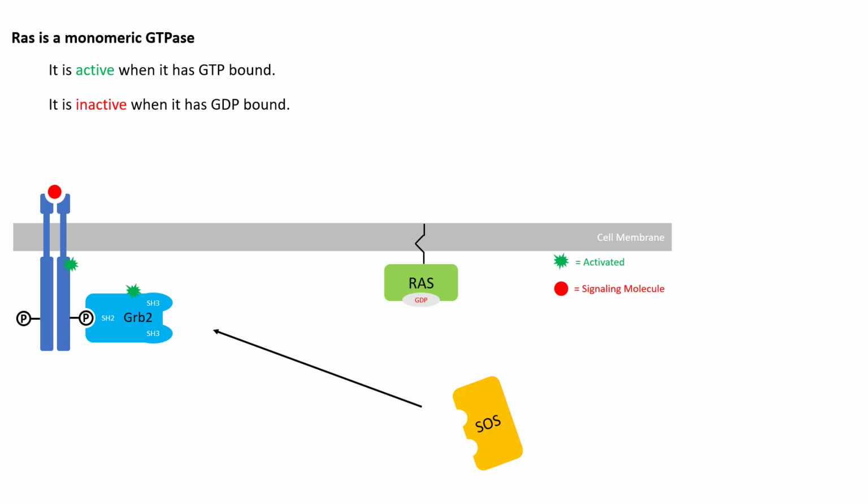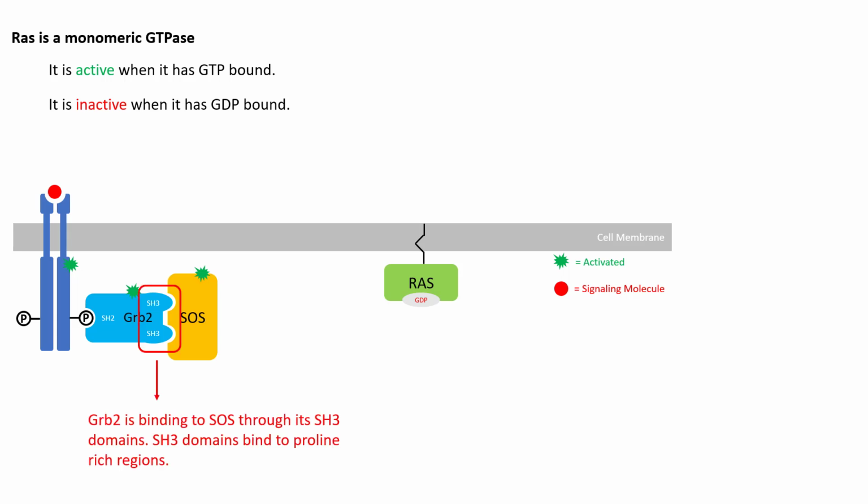SOS will then bind to GRB2. Just notice that SOS is a cytosolic protein that will get localized to the cell membrane the same way GRB2, a cytosolic protein, was localized to the cell membrane. This leads to the activation of SOS. SOS is simply activated the same as GRB2 because of its localization to its target, which is RAS. GRB2 is binding to SOS through its SH3 domains. SH3 domains bind to proline-rich regions.